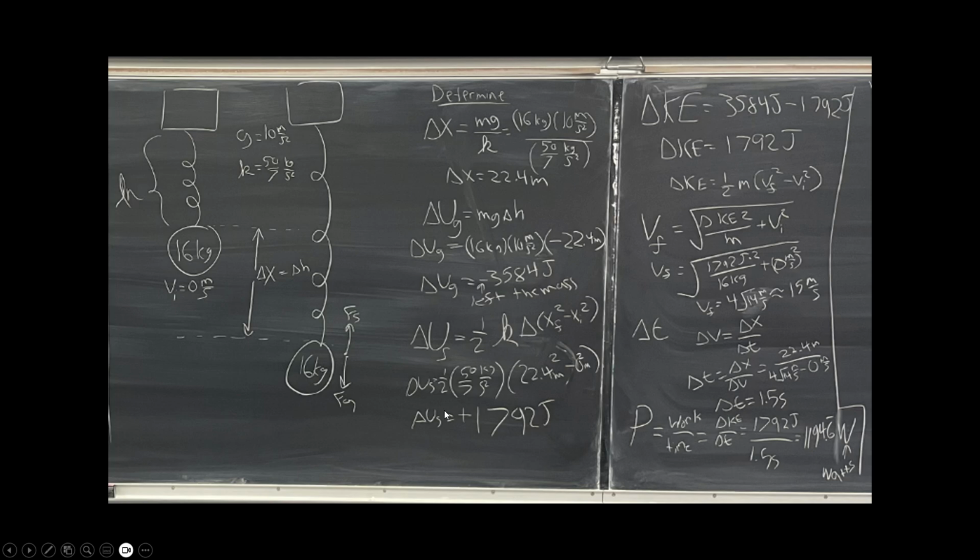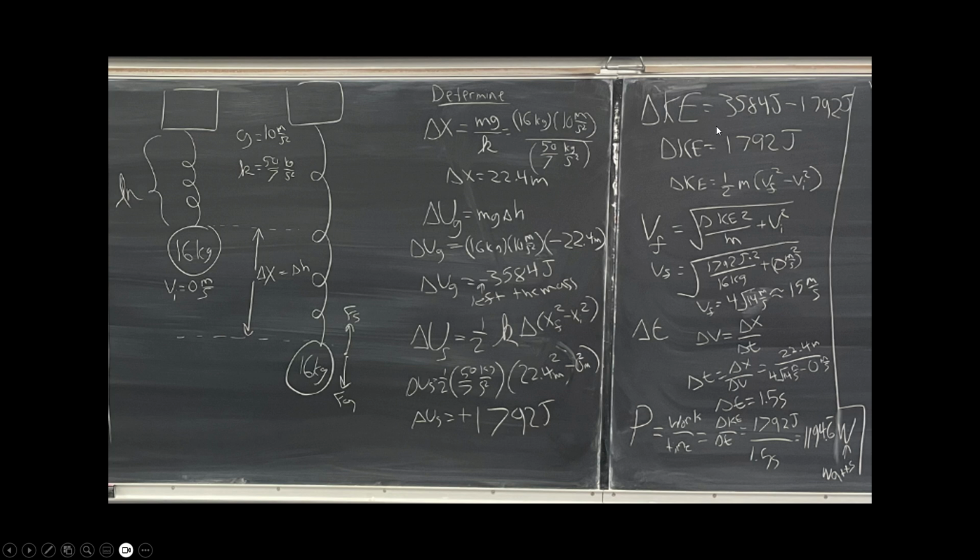This gets us positive 1,792 joules of energy. Therefore, of the 3,584 joules that left the mass, half of that went into the spring to extend it further past its natural position.